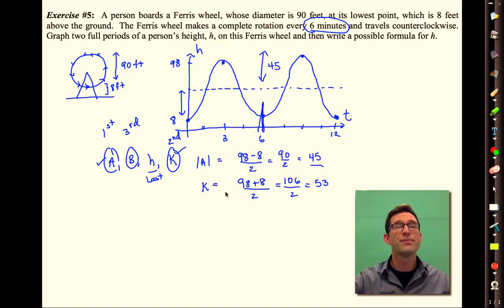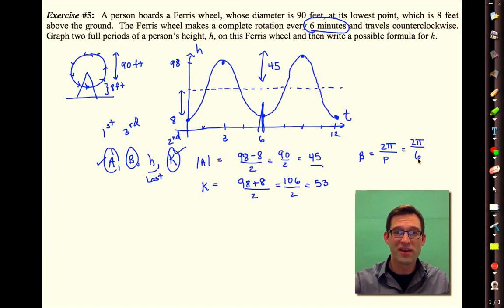All right, let's figure out B. That's simple enough. We're going to use the relationship that B can always be found by taking 2 pi and dividing it by the period. The period in this case, exactly what it was in the previous problem, is 6, so our frequency is 2 pi over 6.